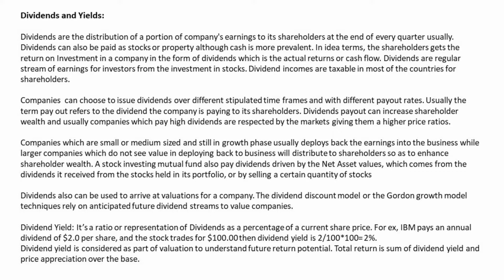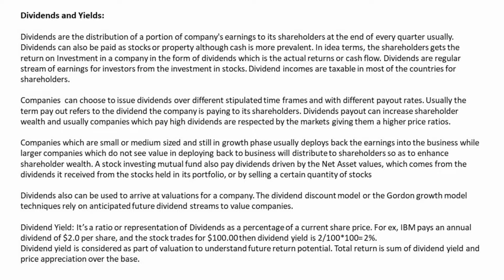Dividend payouts can increase shareholder wealth, and usually companies which pay high dividends are respected by the markets, giving them higher ratios, such as price to earnings. Companies which are small or medium size, in the initial growth phase and needing capital to grow, plow back the earnings into the business to achieve that growth. Whereas large mature businesses become very large, and there is only so much they can reinvest into the business to achieve growth, so they generally give back to the shareholders in the form of dividends.